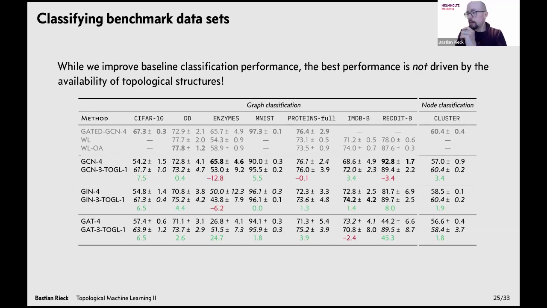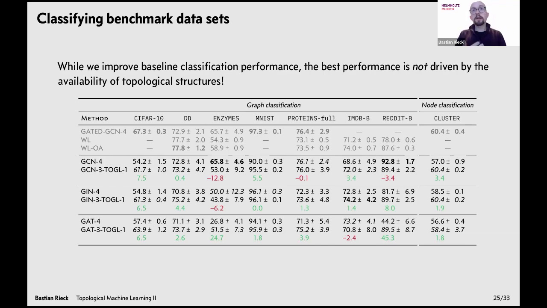At the same time, and this is the negative message of this plot, the best performance that we observe overall is not driven by the availability of topological structures. So there's a method called gated GCN, and this one outperforms a couple of methods on these data sets. Or there's a WL algorithm based on optimal assignment strategies, which also outperforms a lot of things here on the DD data set. So in a way, this is like a mixed bag of results.